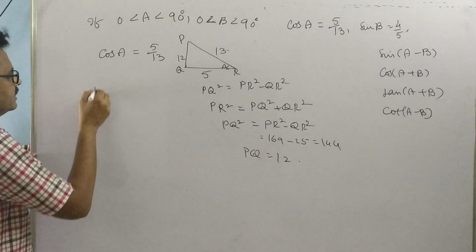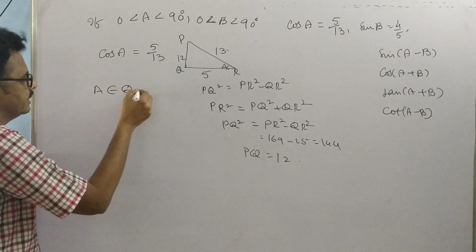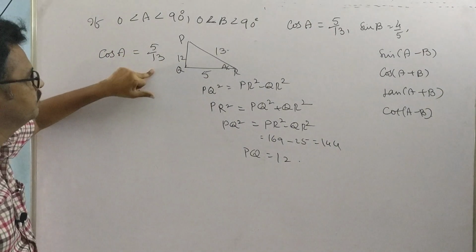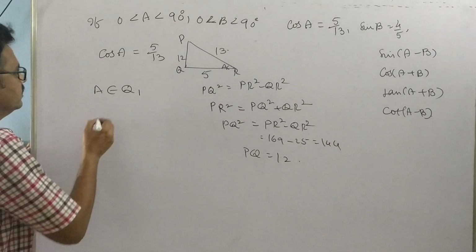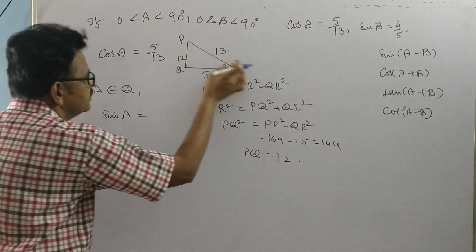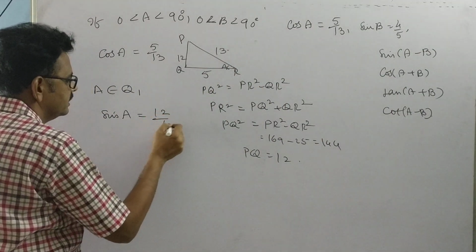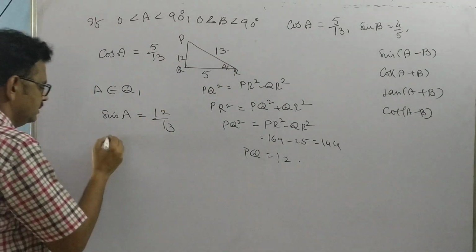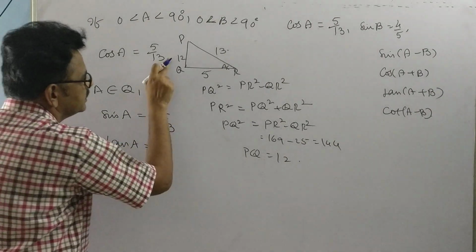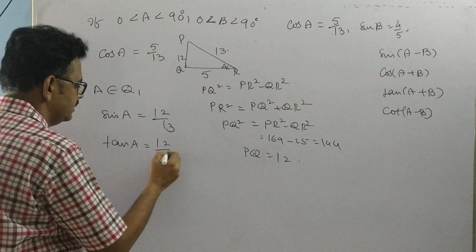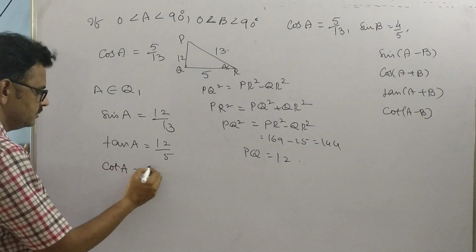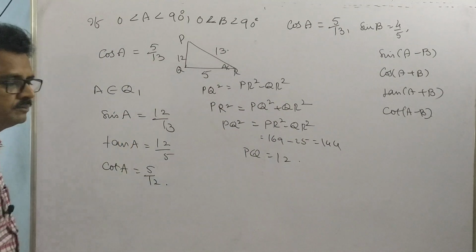And what about A? A belongs to the first quadrant, so in the first quadrant all trigonometric ratios are positive. What is sin A equal to? 12 by 13, opposite by hypotenuse. Tan A is opposite by adjacent, 12 by 5. And cot A is 5 by 12.